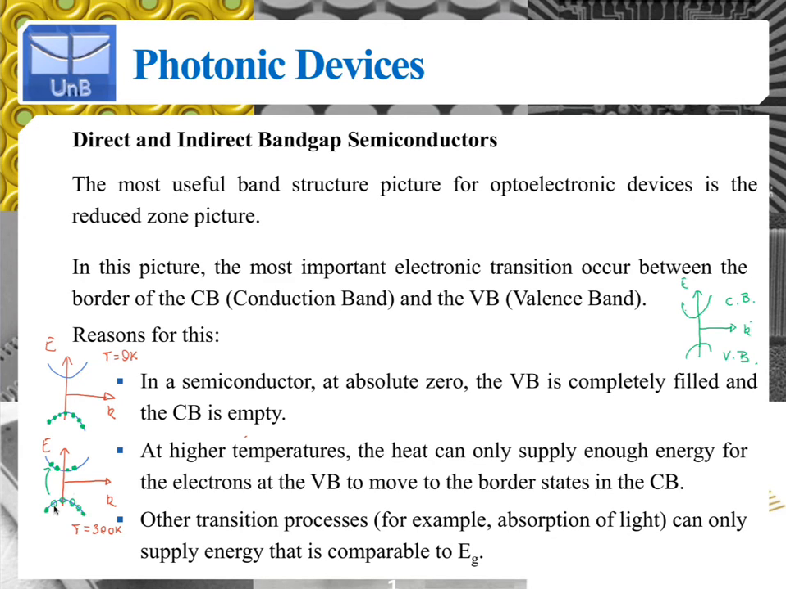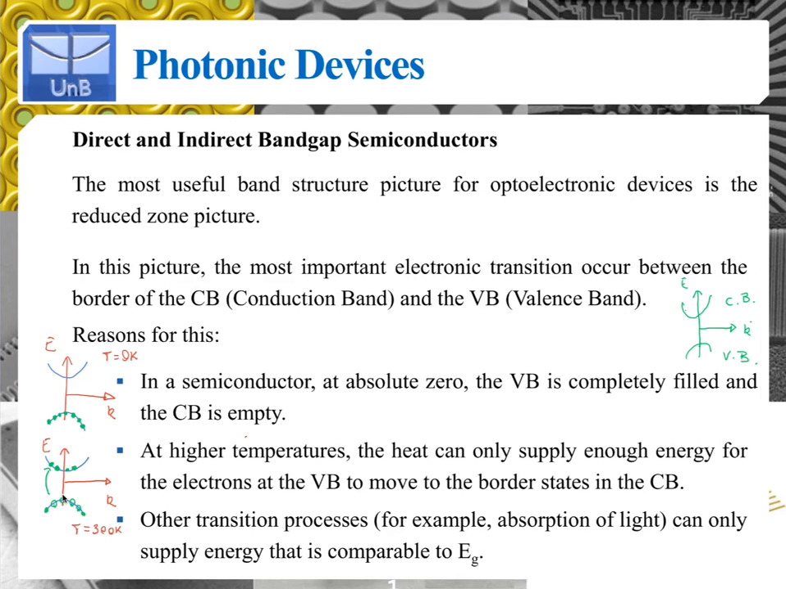Also, you have large density of states, as we'll see, and you have very small carrier concentrations, so very few electrons will make these transitions. And it's most likely that the electrons that do make the transition will be the ones for which the required energy is the least. Okay? So other transition processes can take place, for example, absorption of light or emission of light.